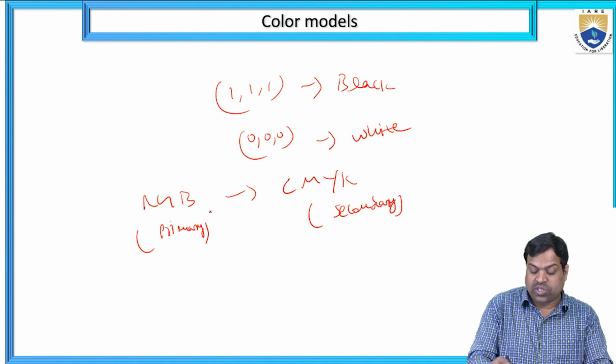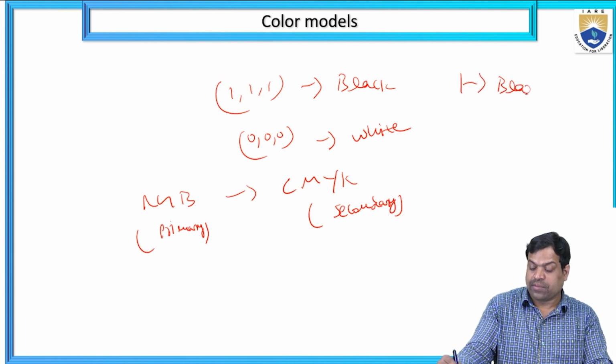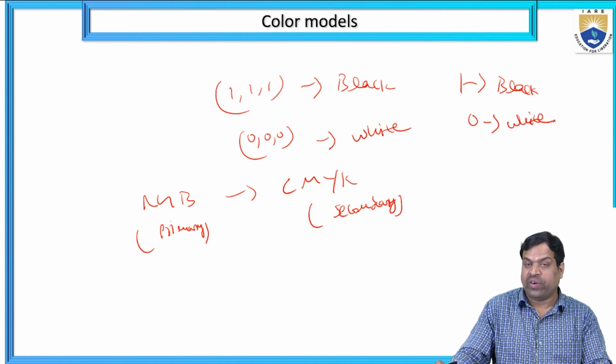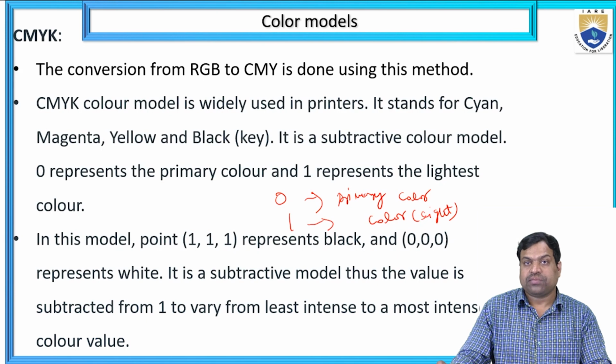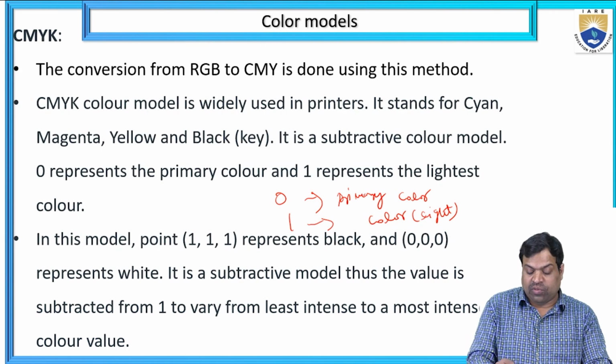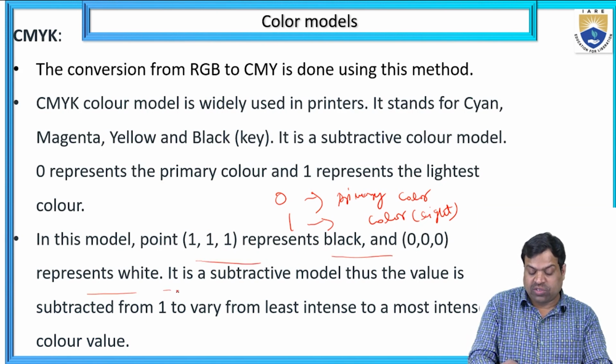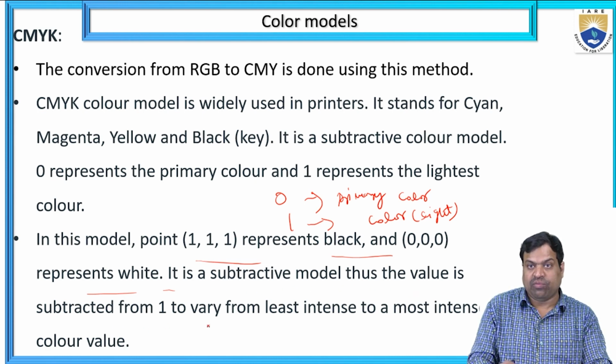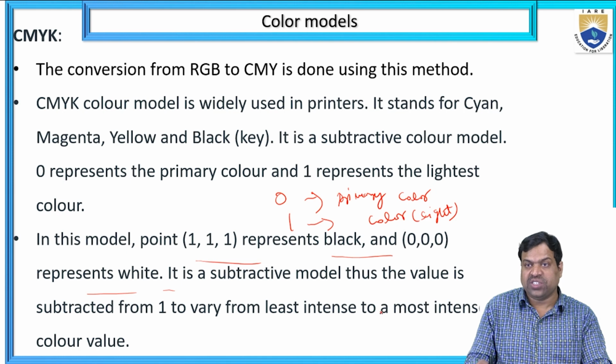So RGB is converting to the CMYK, that is the primary colors are converting to the secondary. 1 1 1 is a black color. Here I am taking 0 0 0 means white. So 1 is black and 0 is a white color. So here 1 1 1 represents black, 0 represents white, and it is a subtractive model. Thus the value is subtracted from 1 to vary from least intense to most intense color value.